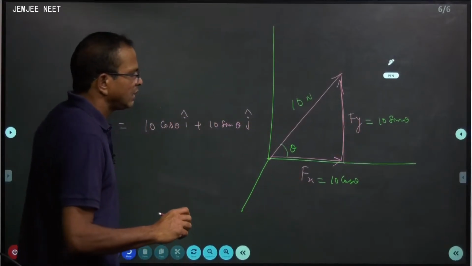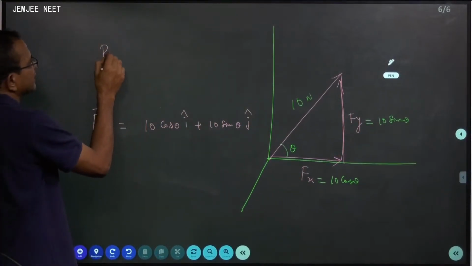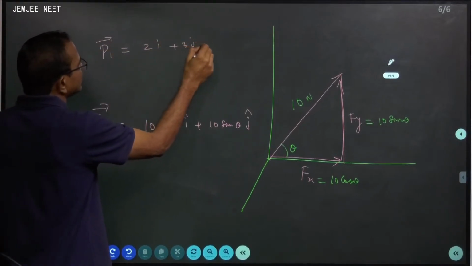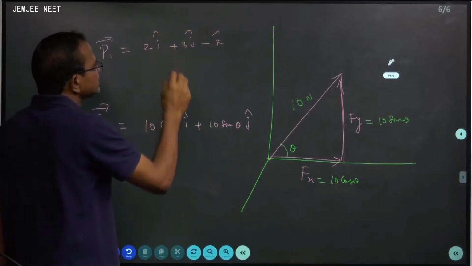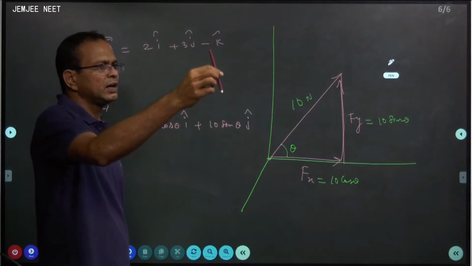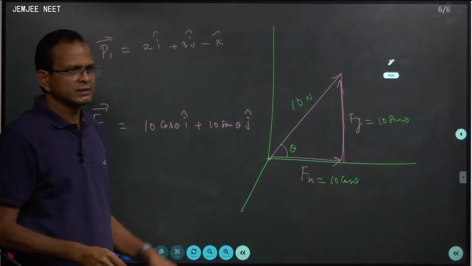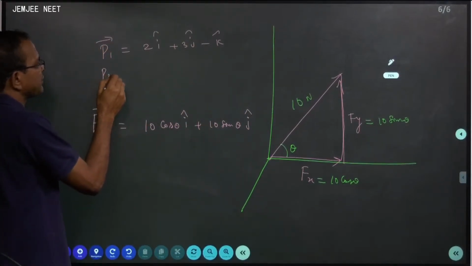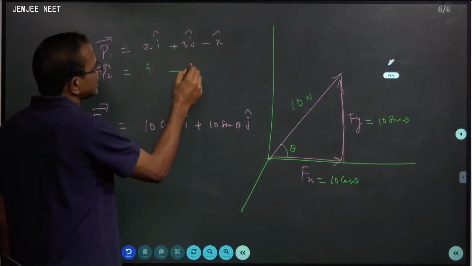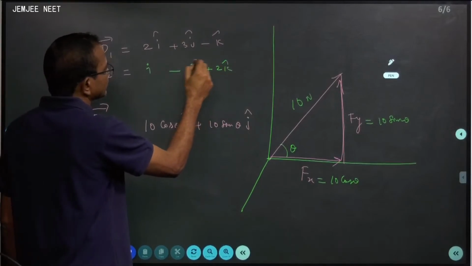For example, I have a vector, momentum vector, p1 vector in physics. For example, 2i plus 3j minus k. So this vector is somewhere 2 along x-axis, 3 along y-axis, and minus 1 along z-axis. Then there is another momentum p2 vector is available. Say i minus 3j plus 2k. இப்படி ஒரு vector இருக்குன்னு வச்சுக்கோங்க.